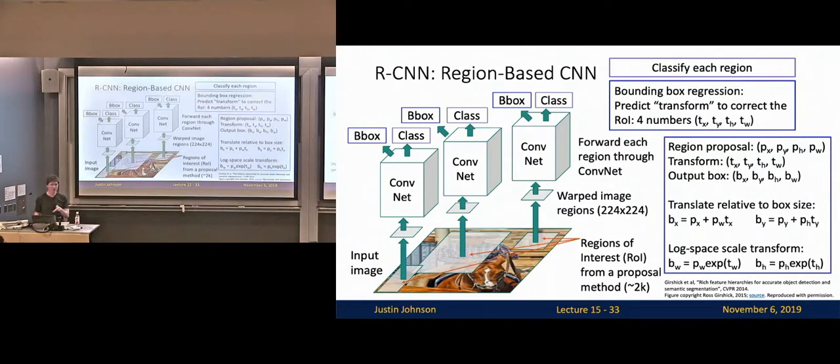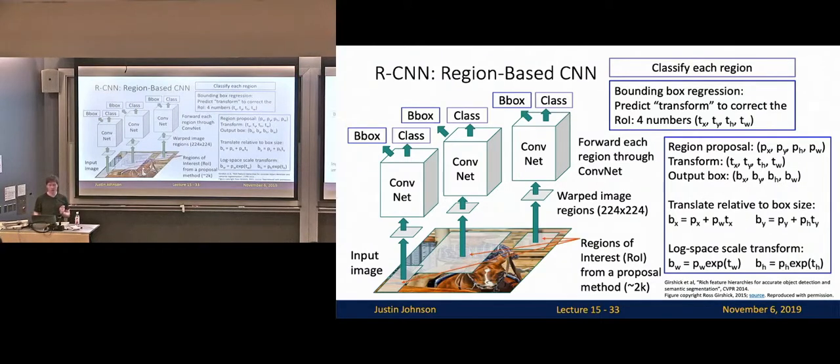The parameterization here is relative to the overall box size in translation. So the x coordinate of our output bounding box will be the original x coordinate of the region proposal plus the x transform times the width of the box. Parameterizing these things relative to the input bounding box size makes it work out because we had to warp the original image regions before feeding them into the CNN. These transformations that we're outputting are invariant to the fact that we had to warp the original input regions.